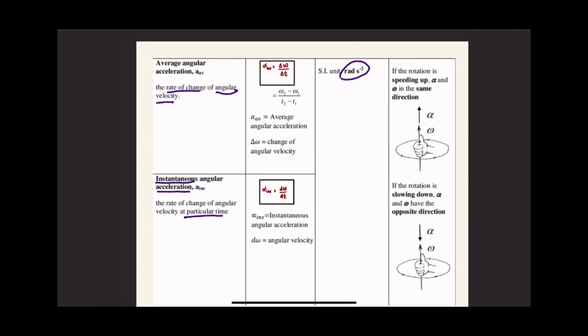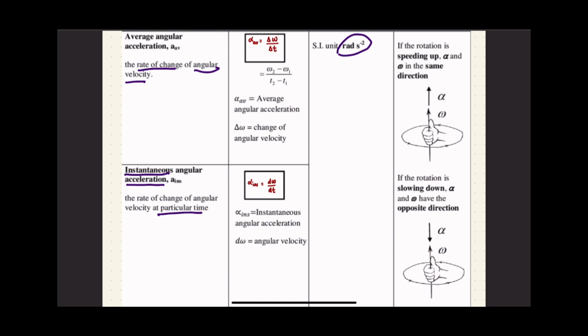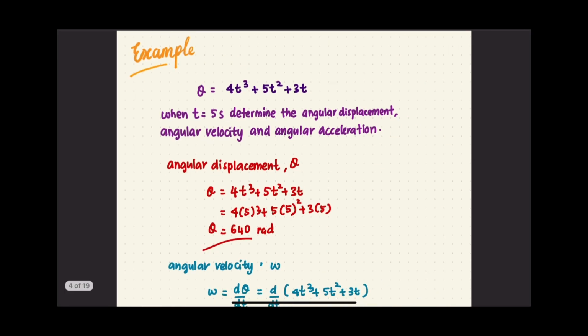Okay, this is an example. If the rotation is speeding up, alpha and omega are in the same direction. If alpha and omega are in the same direction, there is no opposition, so it will rotate faster, speeding up. But if the rotation is slowing down, omega and alpha are in opposite directions to slow down the rotation.